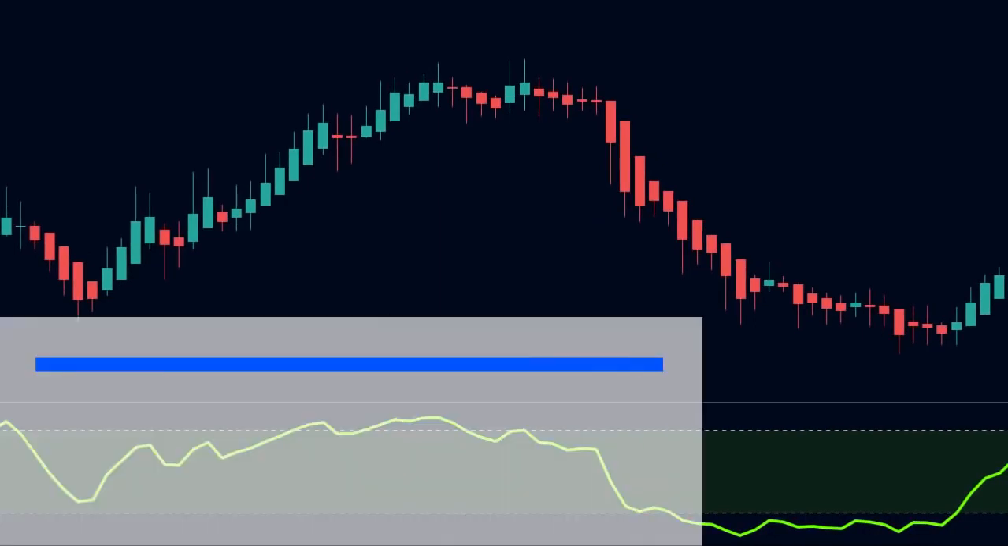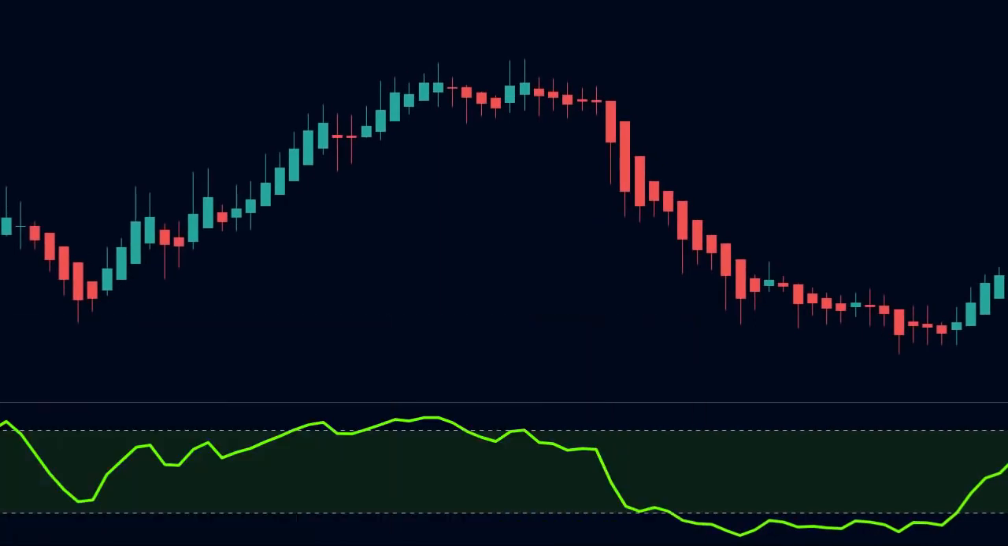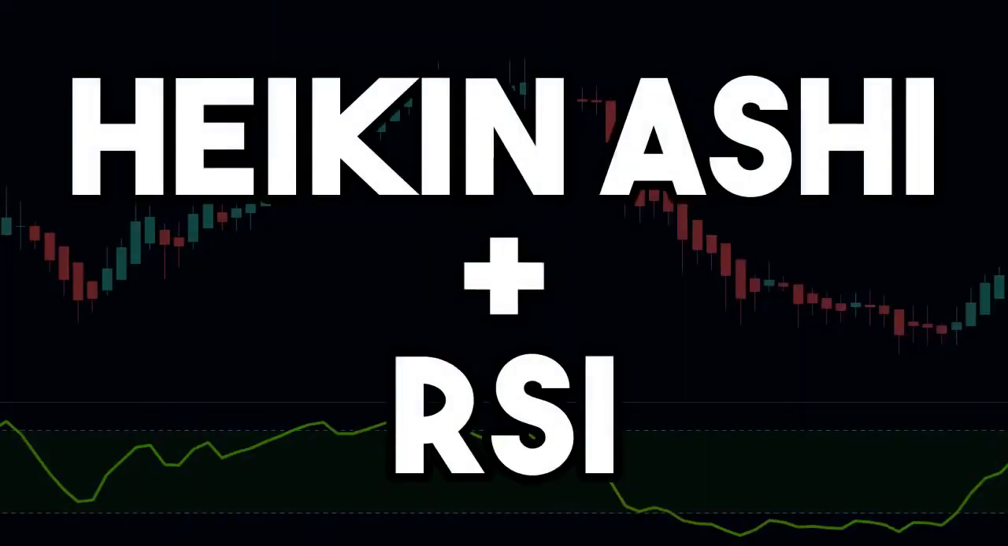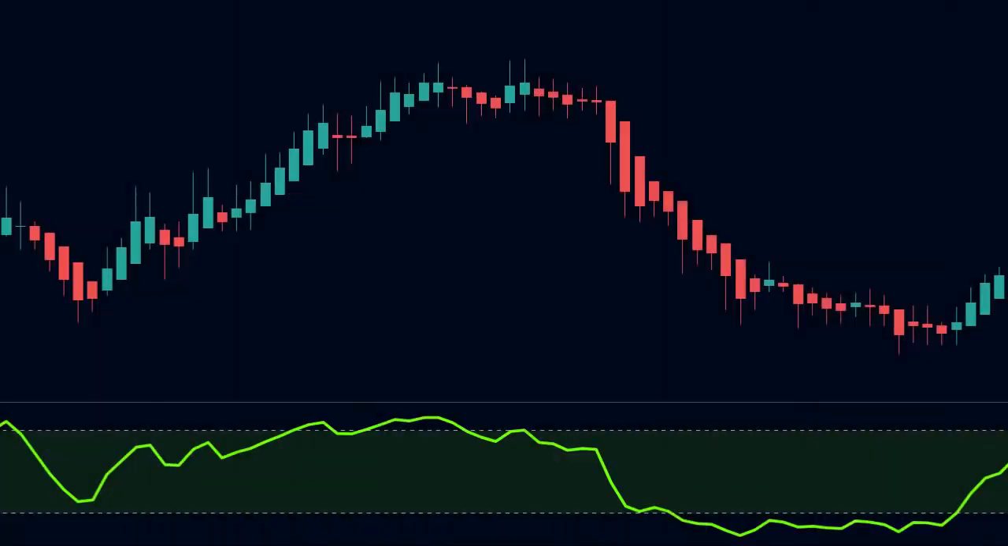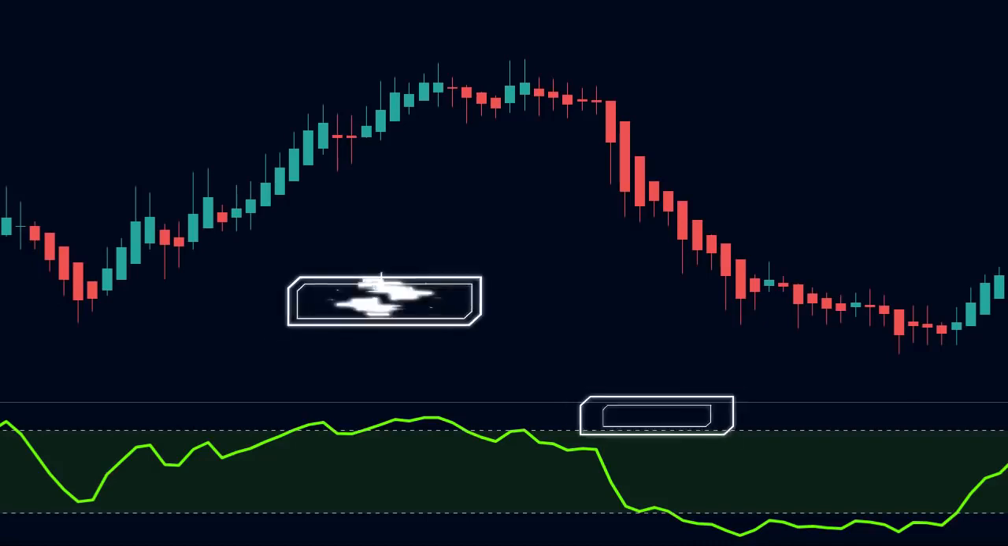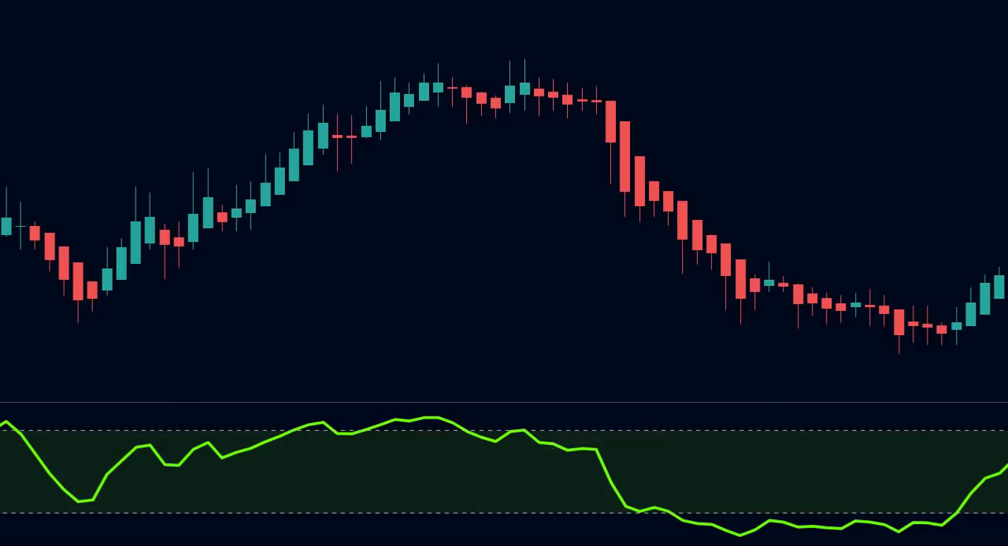Another way of using the Heikin Ashi candles is to trade reversals. To catch market reversal, we will use our knowledge of Heikin Ashi and combine it with the RSI indicator. I have made a separate video on the RSI indicator. If you want to check it out, then click the link in description below. So we will use the overbought and oversold levels of the RSI and combine it with the Heikin Ashi candles to trade. Look at this chart.